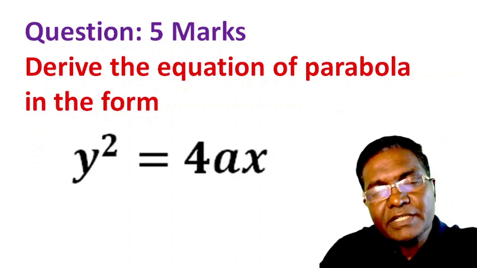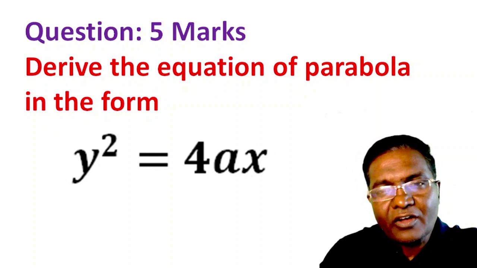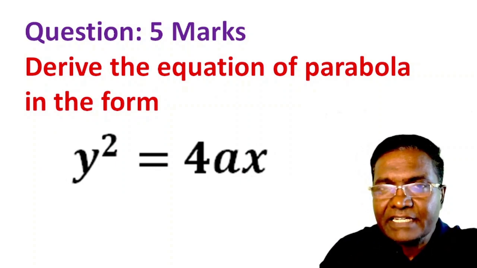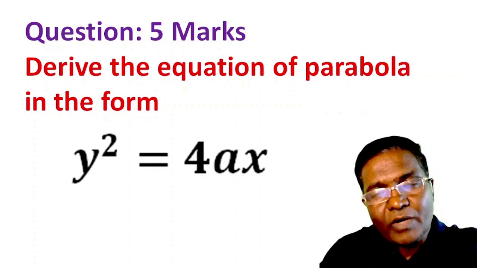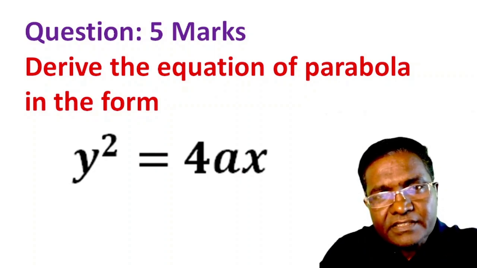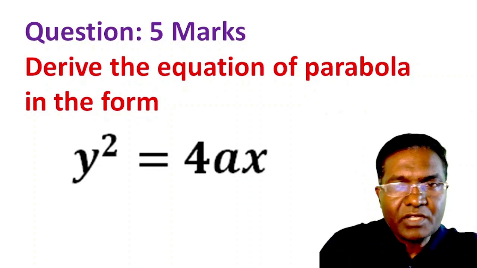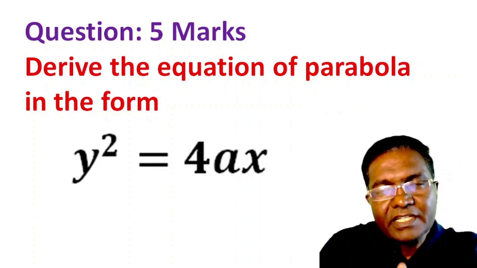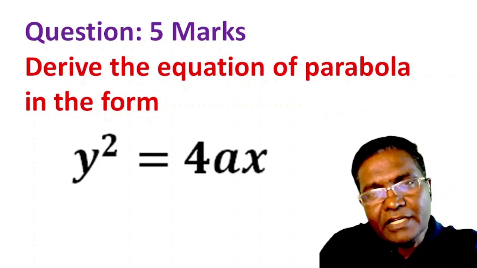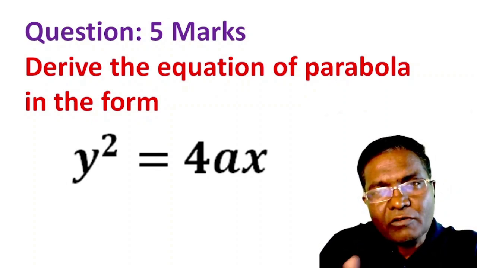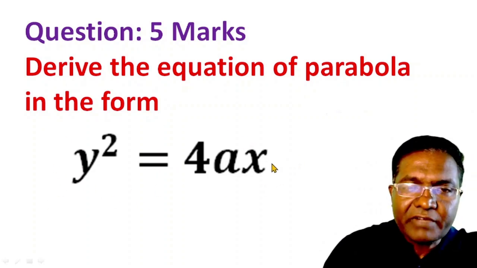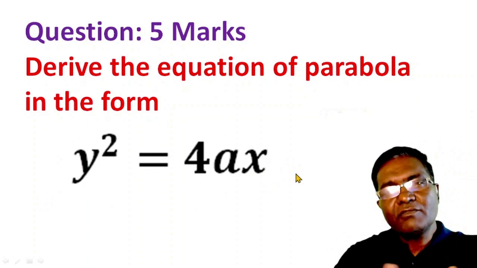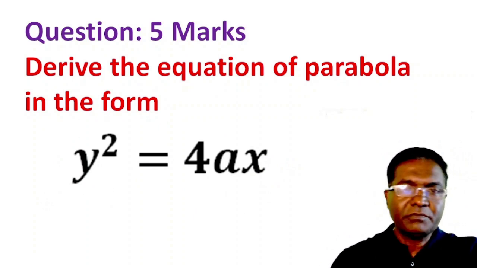Y is in quadratic and x is linear, or x is in quadratic and y is linear. If you find an equation with y square and x, or x square and y, so no product of x and y, then this equation always represents a parabola. Remember once again, an equation involving x square and y, or y square and x, always represents a parabola. Right now, we will derive this y square equals 4ax. It is treated as one of the standard equations of the parabola.